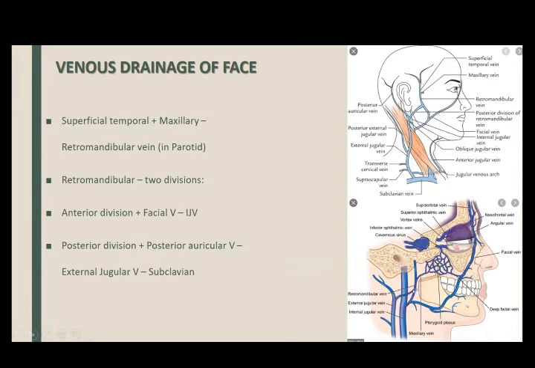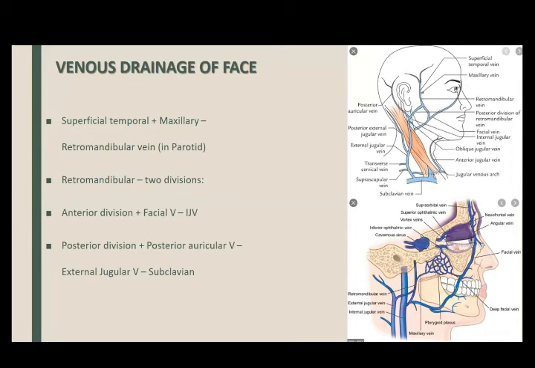The anterior division joins with the facial vein to form this common facial vein, which drains into the internal jugular vein. IJV is internal jugular vein. Okay? Then coming to the posterior division of retromandibular, की posterior division भी है, something that we haven't mentioned so far.